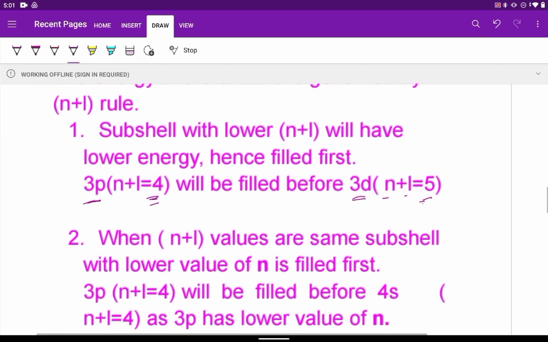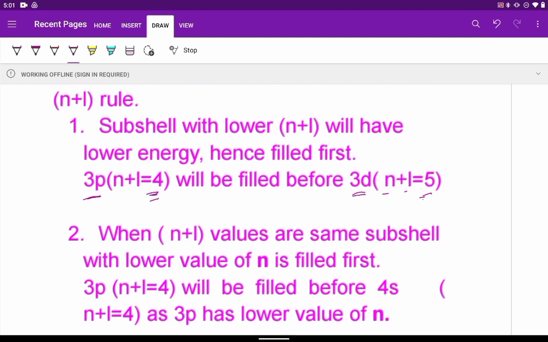In case n plus L values are same, then we have to see the n value which is having less n value, that should be filled first. Now see, in case of 3p and 4s.